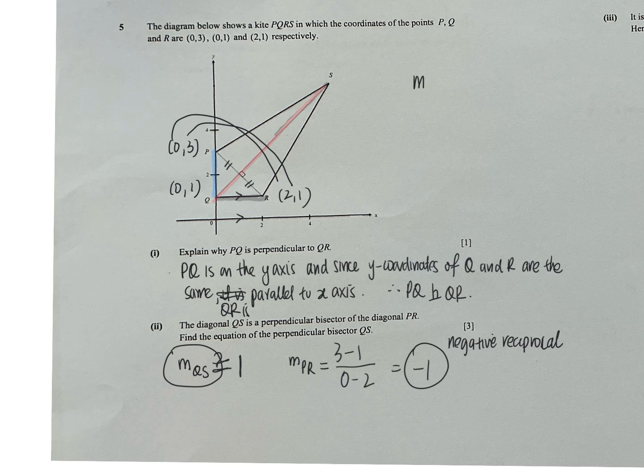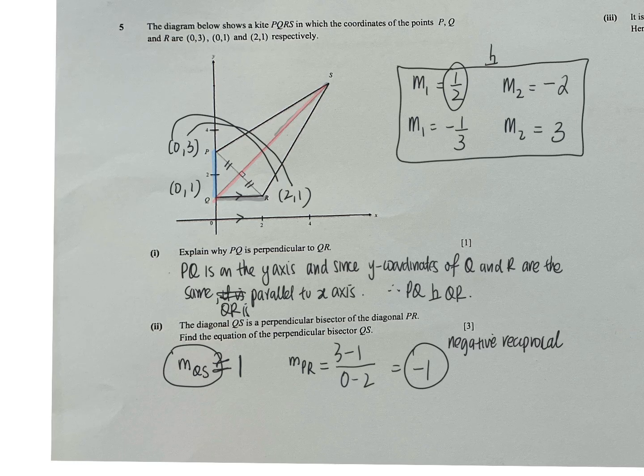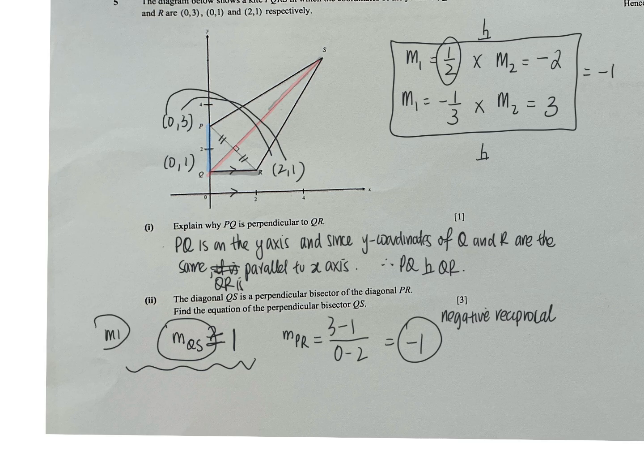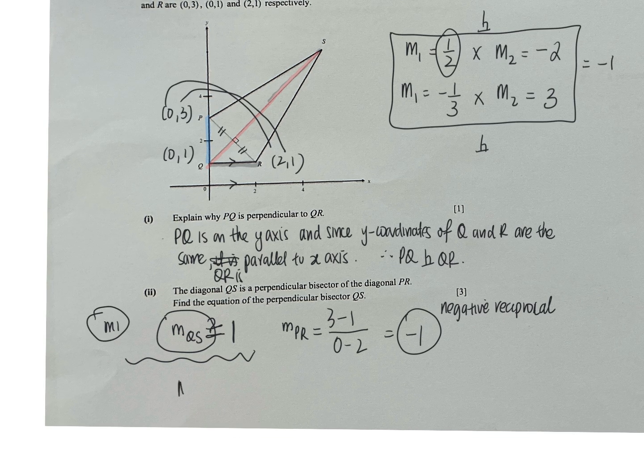For example, if the gradient of my first line is half, gradient of my second line that is perpendicular to it will be negative 2. Flip the fraction. If I have gradient of the first line minus 1/3, I want to find gradient of the perpendicular line. I reverse the sign and flip. So becomes 3. So you all need to see the pattern. Because when you multiply these two, they must always give you minus 1. Remember that if they are perpendicular. So that's why I get this. If you show me this, you get your first mark. Second mark is the midpoint of PR.